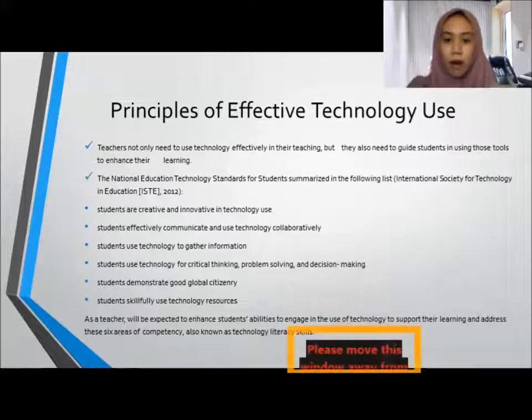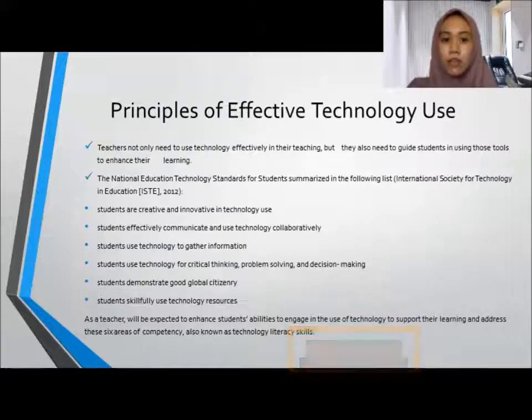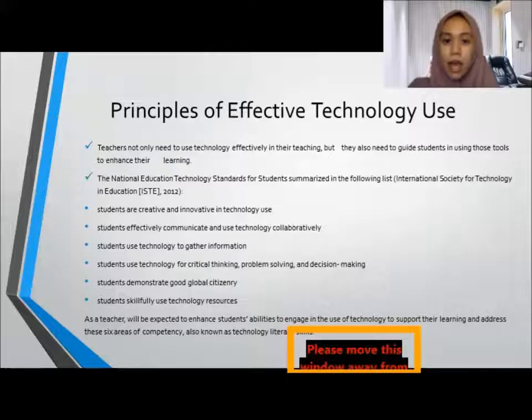2012, there are six areas of competency, also known as technology literacy skills. First, students are creative and innovative in technology use. Then, students effectively communicate and use technology collaboratively. Then, students use technology to gather information. Then, students use technology for critical thinking, problem solving, and decision making. Then, students demonstrate good global citizenry. And the last is that students skillfully use technology resources.